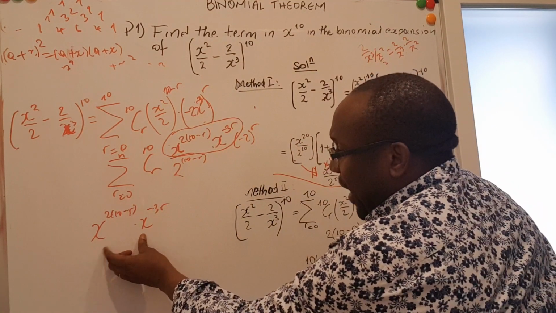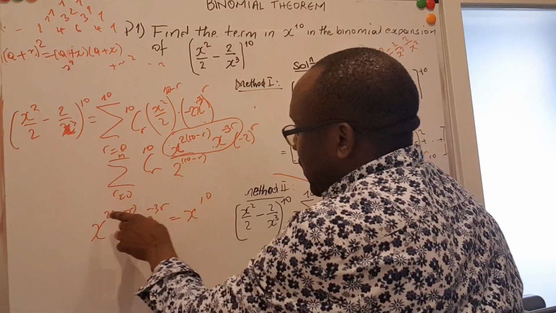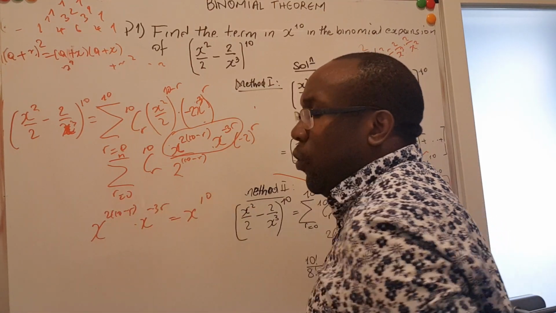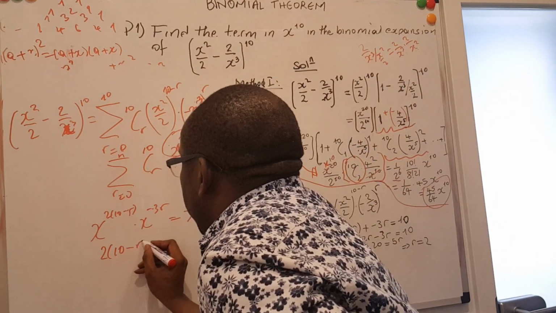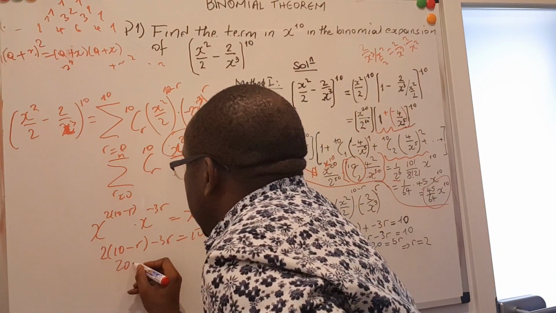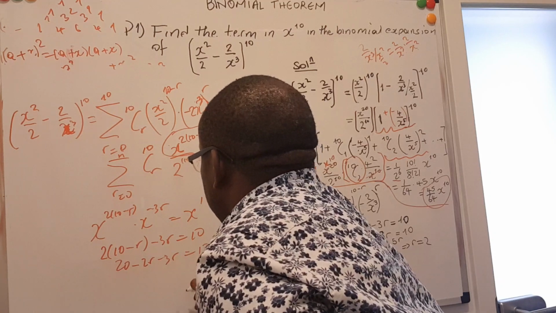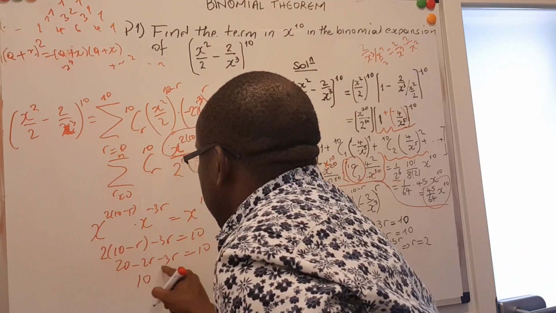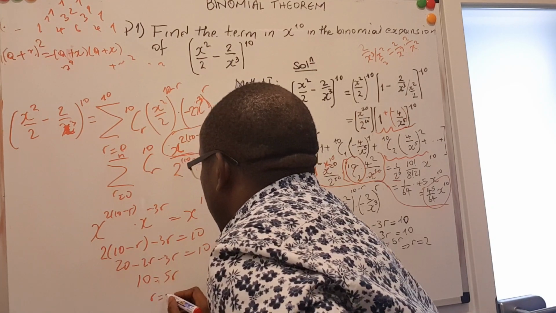If these two x powers combine together to give me x to the power 10, it means the sum of these two powers should be equal to 10. That means 2 into 10 minus r, minus 3r, is equal to 10. This means 20 minus 2r minus 3r is equal to 10. 10 comes here, becomes 10. This is minus 5r, to the other side is 5r. That means r is equal to 2.